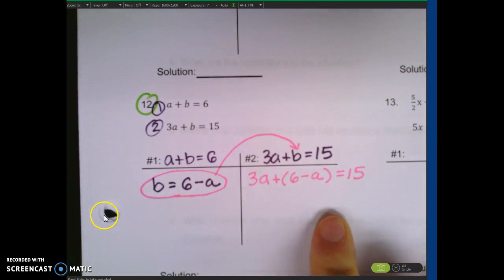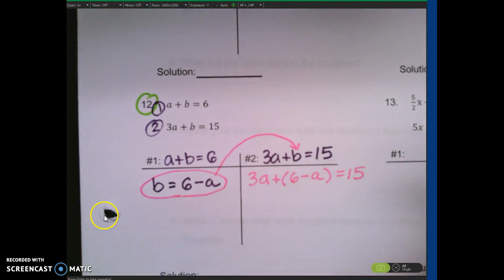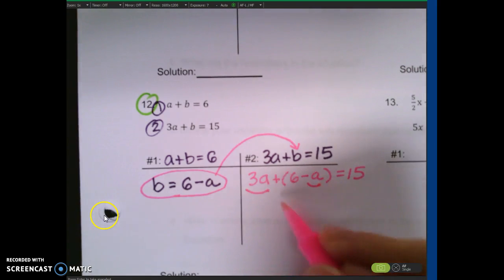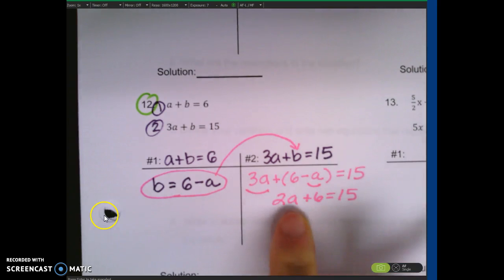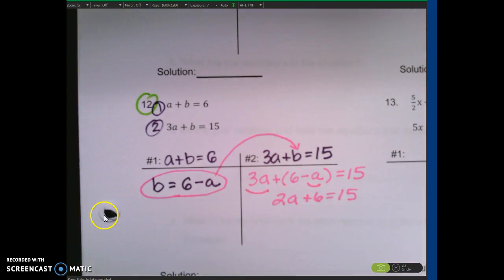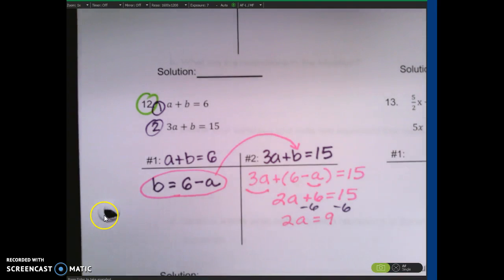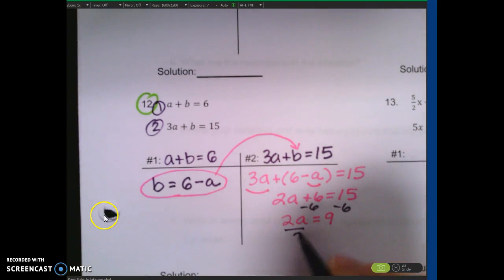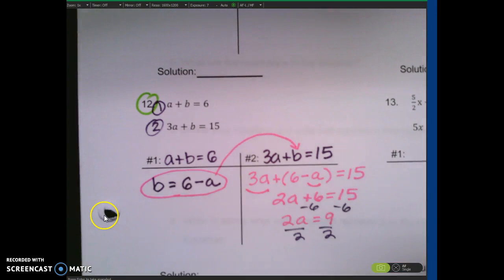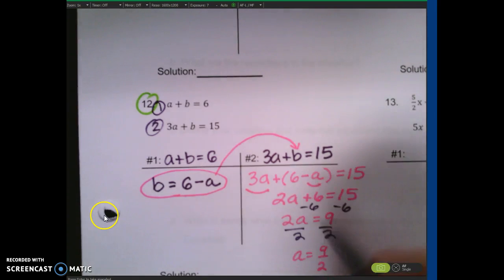Which is great because now I have one equation with one unknown. So let's combine like terms. 3A minus A is 2A plus 6 equals 15. My goal is to isolate the variable, so I need to subtract 6 from both sides. When I do that, I end up with 2A equals 9. And then I need to divide both sides by 2 to undo the multiplication. And A is equal to 9/2, which is a great answer. Leave it like that.